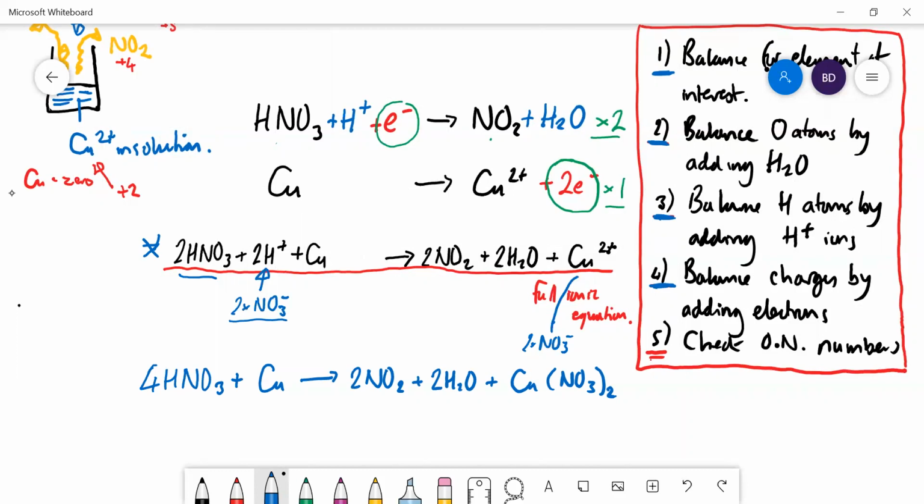Okay, in the next video we'll do a few more examples of using this set of instructions to write half equations, and then we'll stick them together to write the full equation.